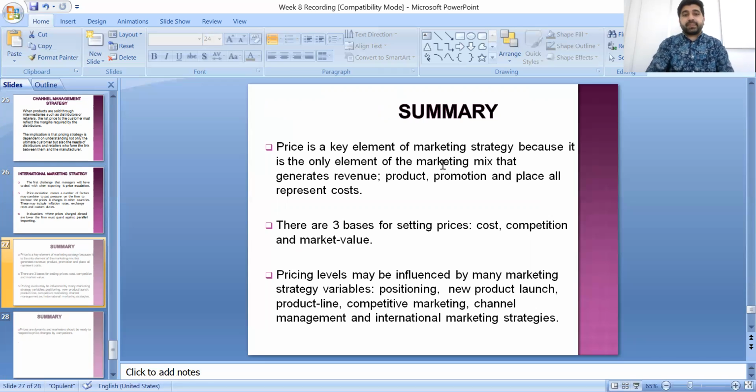So what we discussed today is that price is a key element of marketing strategy because it is the only element of the marketing mix that generates revenues. Yes, product, promotion and place all represent costs. Everything is basically included in the cost. There are three bases for setting up price: cost, competition, and market value. We also discussed that the pricing level may be influenced by many marketing strategy variables: positioning, new product launch, product line, competitive marketing, channel management, and international marketing strategies. So these are all factors that affect the pricing strategies.